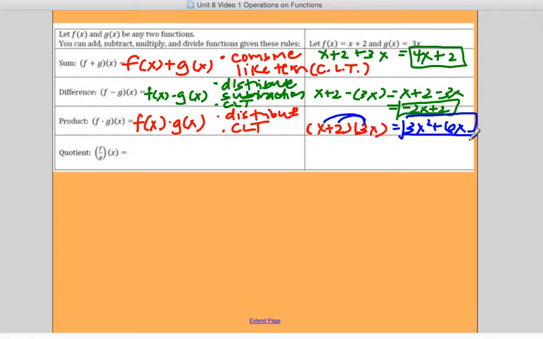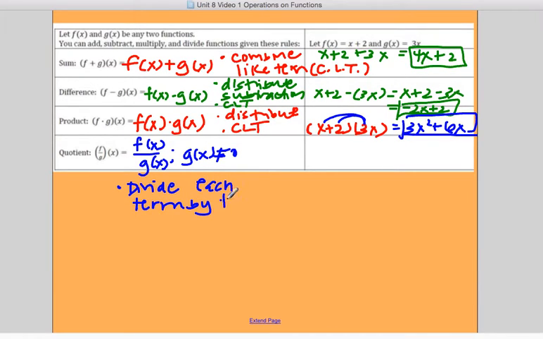And lastly, quotient. Okay, notation, we have f over g of x. It really just means we're taking f of x divided by g of x. The biggest thing to note here is that g of x cannot equal 0. The reason it cannot equal 0 is because you can't divide by 0, so it does not equal 0. Right here, what we're going to do is we divide each term by the denominator. And we did this in the previous unit.